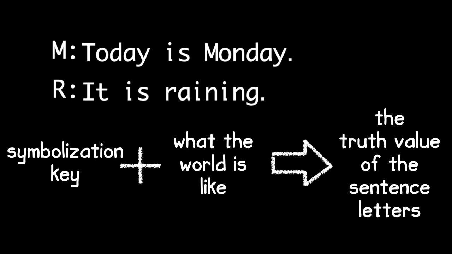The only significance that the sentence letters have in SL are their truth value. That is, the symbolization key plus what the world is like determine the truth value of the sentence letters, but it's only the truth value of the sentence letters that affect how sentences turn out in SL. Suppose that it's Monday and it's not raining. Then M gets a value of 1. R gets a value of 0. Once we've specified these truth values, we can do all the work in SL without thinking again about the symbolization key or about what the world is like.